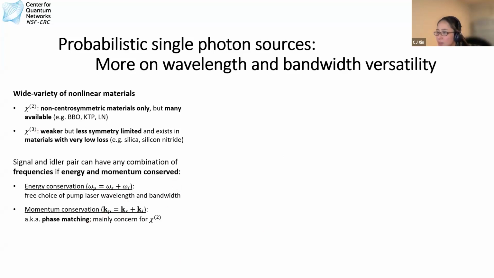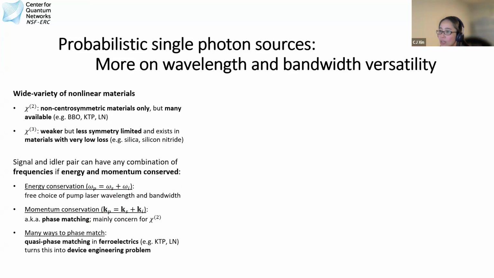This is a phase matching problem, and it's mainly an issue for Chi2. And it turns out that there are a lot of ways to do phase matching. You can rotate the crystal so that one beam sees the ordinary optical axis, the other one sees the extraordinary axis, and then anything in between.